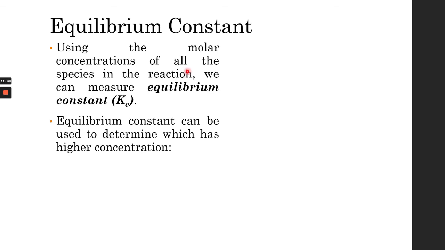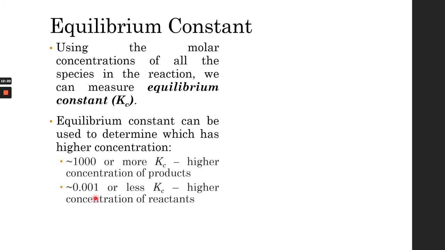Do I have more products or do I have more reactants? You can identify that using the value of the equilibrium constant. If you have an equilibrium constant of 1000 or more, a very large number, which we are going to start calling Kc because equilibrium constant is a mouthful, this means we have a higher concentration of products. Just remember that. If you have a very large Kc, you have more concentration on the products during the equilibrium dynamic.